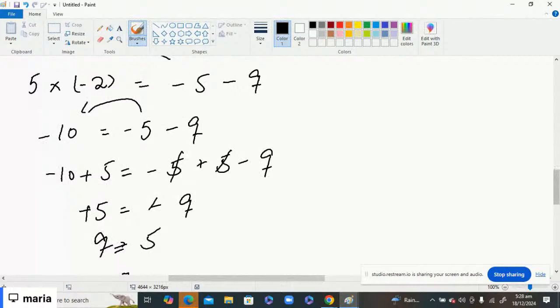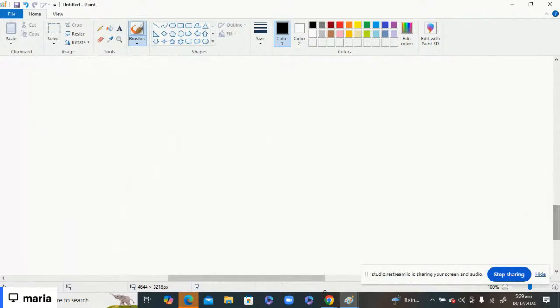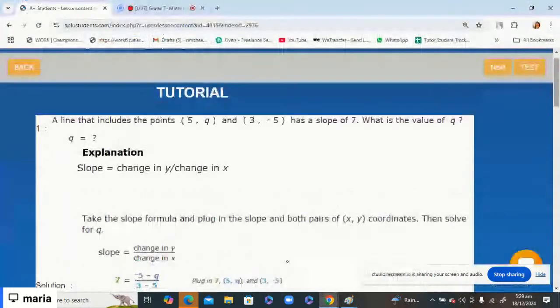This is the value of q. That is the missing point. Okay. Now let's do the test questions.